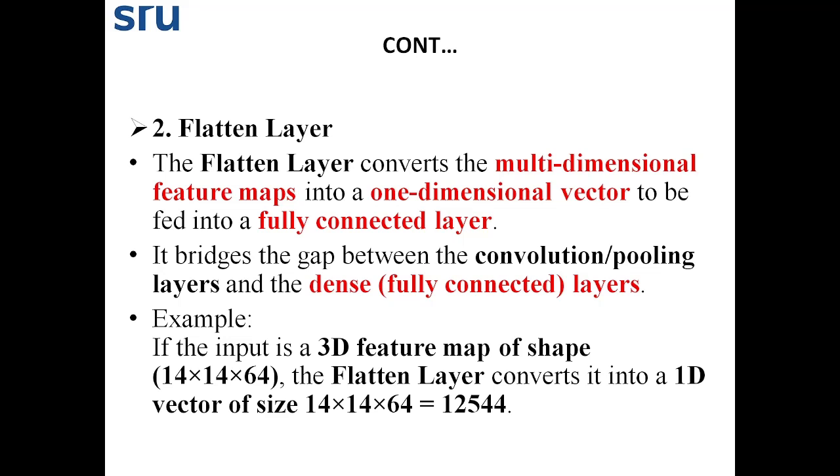It bridges the gap between convolutional pooling layers and dense fully connected layers. Example, if the input is a 3D feature map of shape 14 cross 14 into 64, the flatten layer converts it into a one-dimensional vector of size 14 cross 14 into 64. Here we will get 12544.